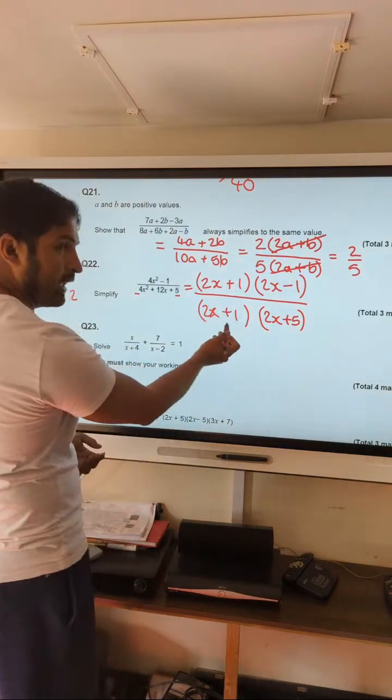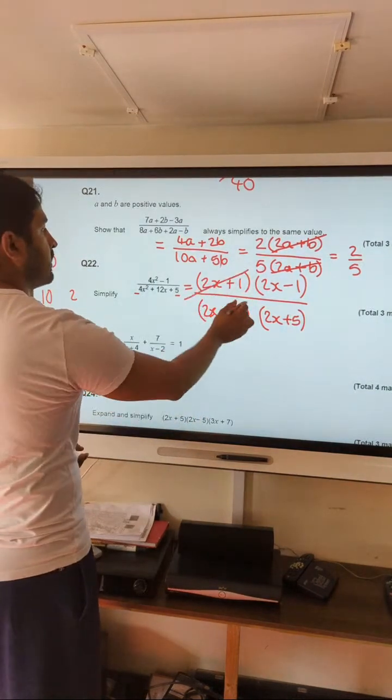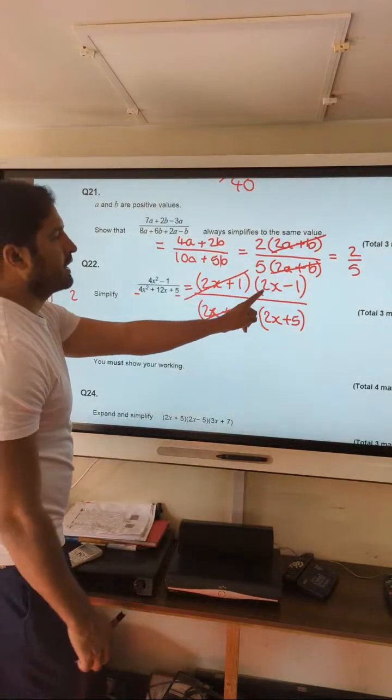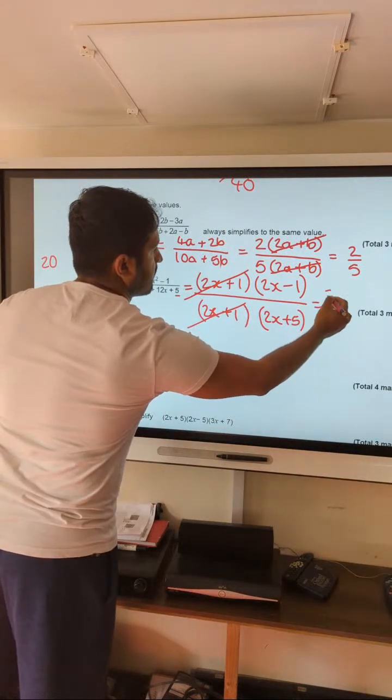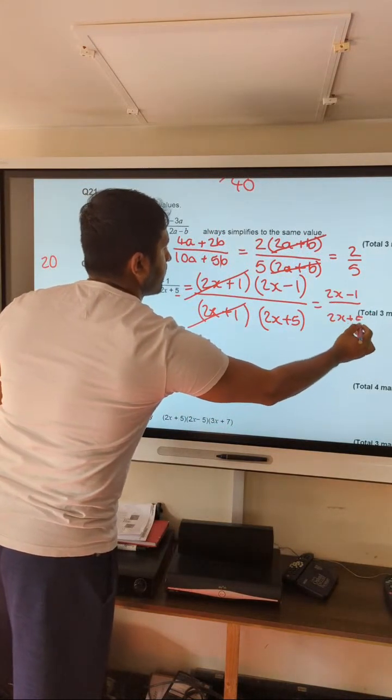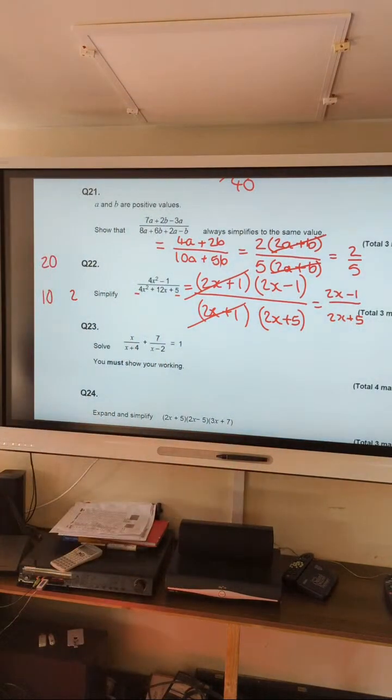So 2x plus 1 and 2x plus 1, you can cancel them off. Just divide top and bottom by that. So your simplified version is this. I have 2x minus 1 over 2x plus 5. Okay, that's my answer for that one.